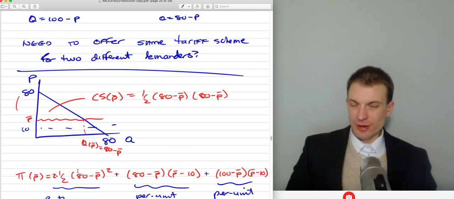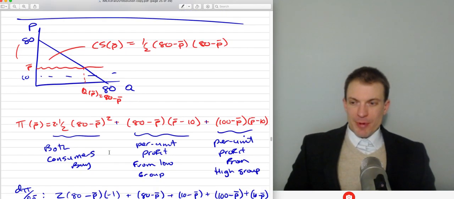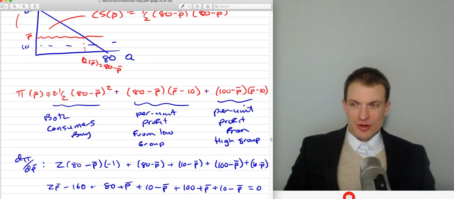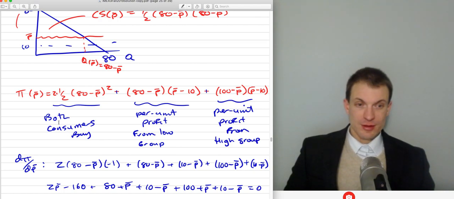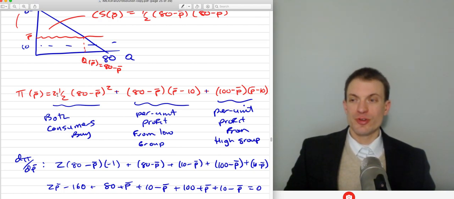That's this right here. Let me write out my profit formula. Profit is a function of price. It's going to be 2 times 1/2 times this stuff. Why? Well, it's 2 because both consumers are paying the fixed tariff. So both consumers are buying. This is the access fee right here.